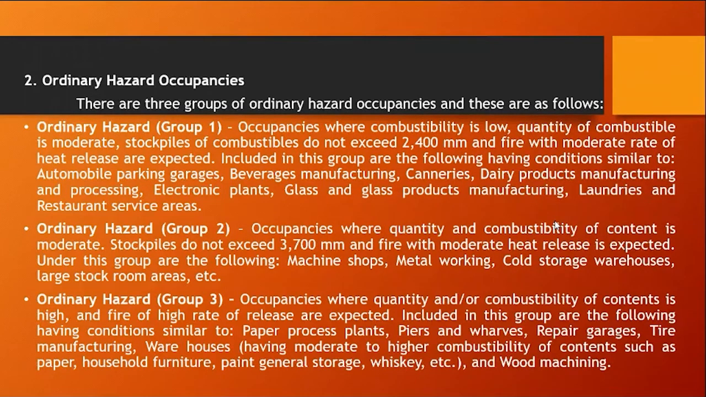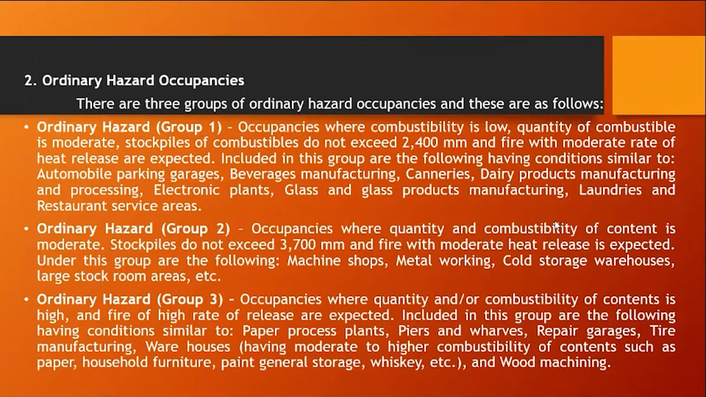Next is ordinary hazard occupancies. There are three groups of ordinary hazard occupancies. First is group 1, occupancies where quantity of combustibles is low and quality of combustibles is moderate. Stockpiles of combustibles do not exceed 2,400 millimeters and fire with moderate rate of heat release is expected. Included in this group are the following having conditions similar to automobile parking garage, beverages manufacturing, canneries, dairy products manufacturing and processing, electronic plants, glass and glass product manufacturing, laundries and restaurant service areas.